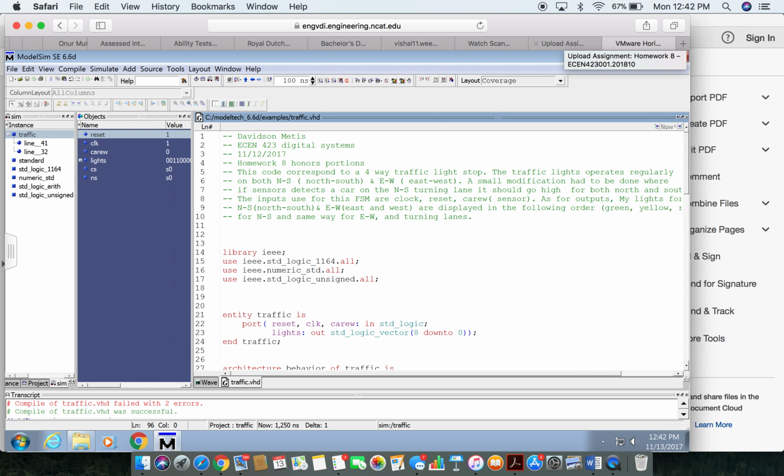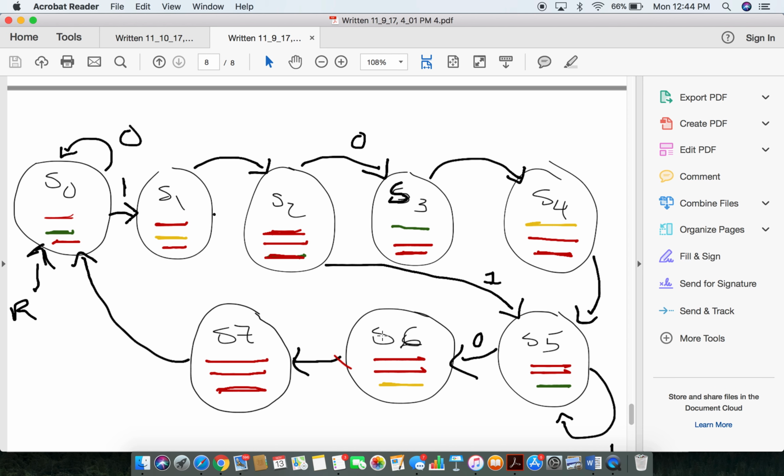If I'm at state 3, it doesn't matter what the sensor detects. It should automatically go to state 4, where my output will be yellow for my north and south traffic light. When I'm at state 4, it doesn't matter what it detects again, it should go to state 5, where my traffic light will be green on the north and south direction. When I'm at state 5, if I do detect a car, it will remain at the same state, where the turning lane will keep on being green.